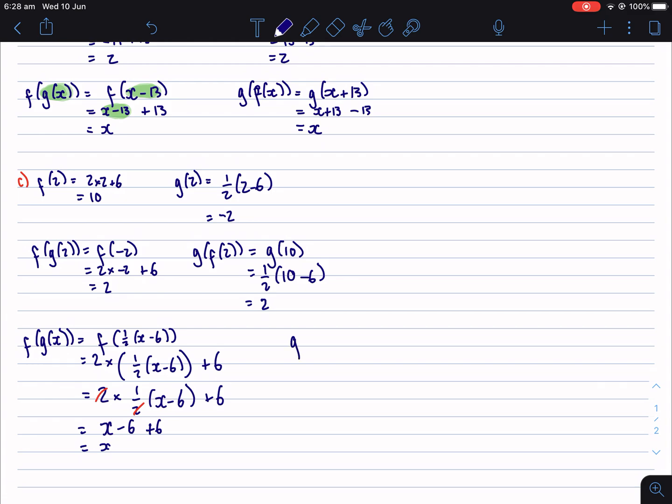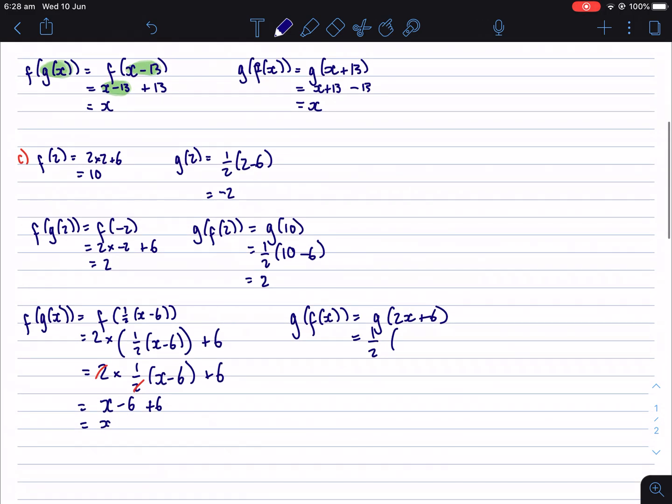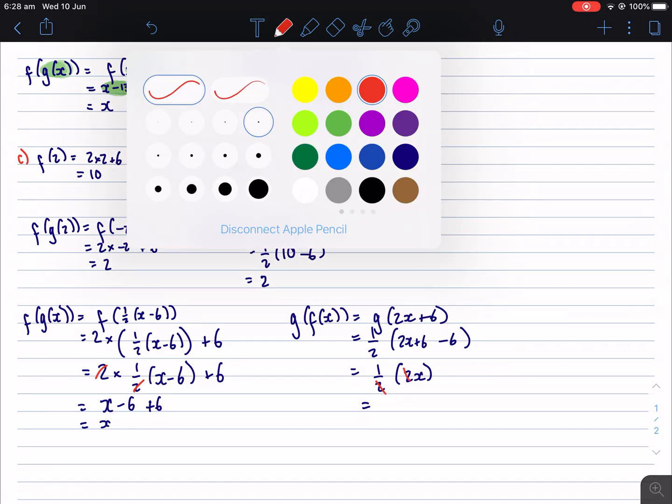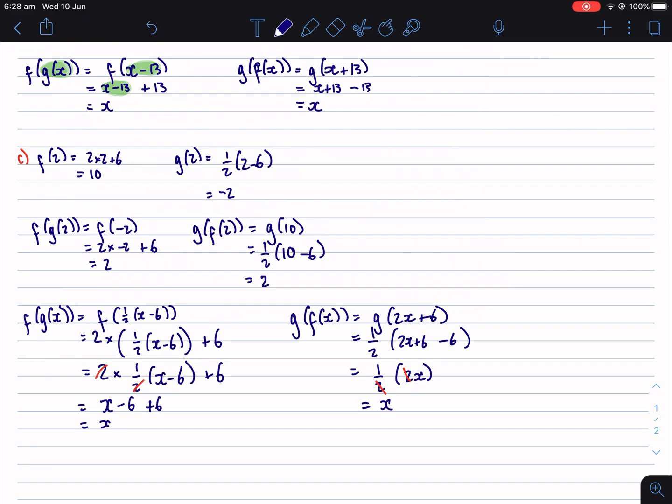Nice. And g of f of x. So this time we have g of, and f of x was 2x plus 6. Which means we've got a half outside of, and then it's x minus 6. So instead of x, I've got 2x plus 6, and then we've got minus 6 still in the brackets. So we've got half outside of, now the 6's are going to cancel out, so half times 2x. The half and the 2, yoink, yoink, just comes out as x. So yes, they're mutual inverses.